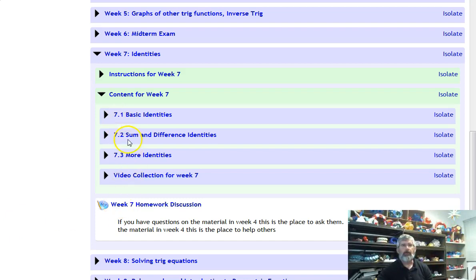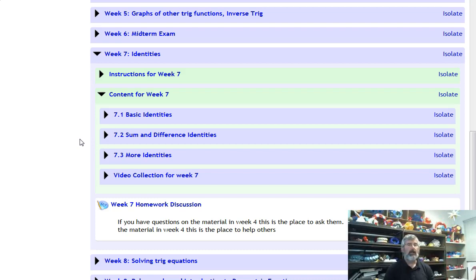So 7.1, 7.2, and 7.3 are the sections that we'll be covering this week. The basic identities, most of which you've already seen. We're looking at them in a little more depth. 7.2 and 7.3 are building more and more complicated identities from the basic ones.